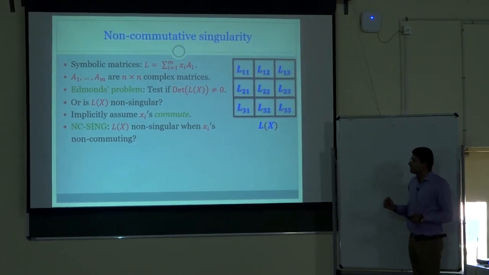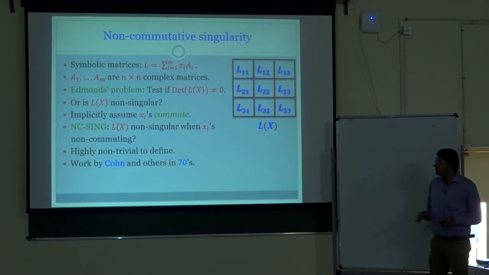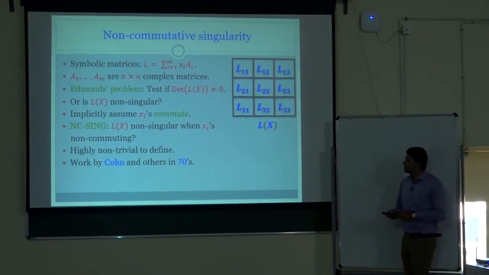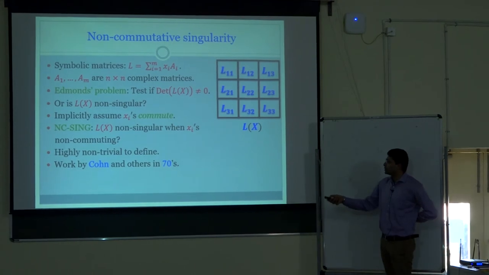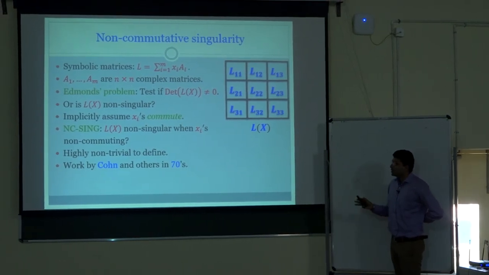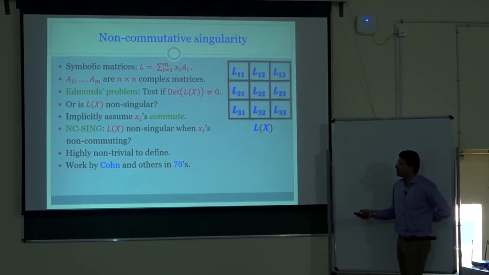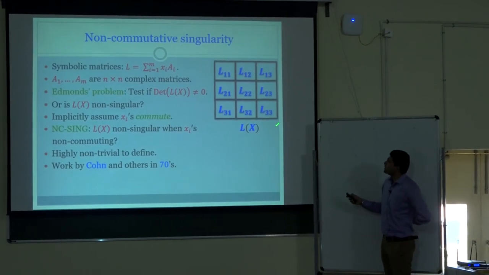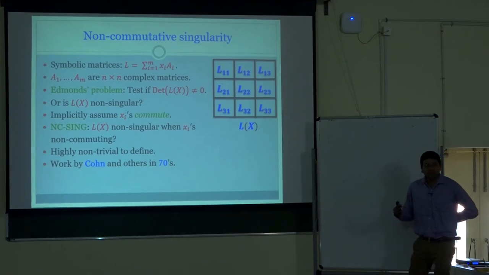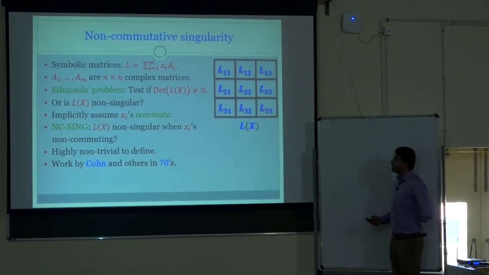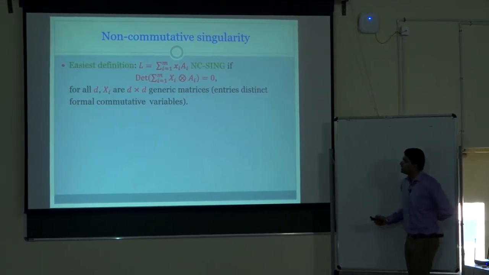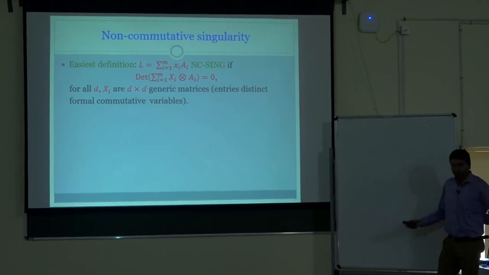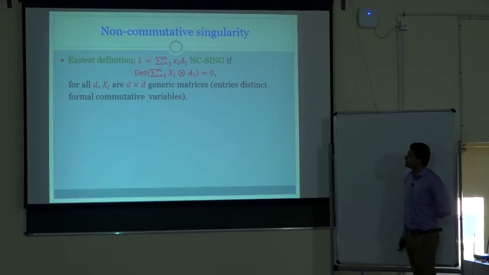What does this mean? It turns out this is highly non-trivial to define. This has been worked on by mathematicians in the 1970s, most notably Cohn. There is an easy definition of what it means for this kind of symbolic matrix to be non-singular in the non-commutative sense. It's really a theorem, but you can just take this to be the definition.